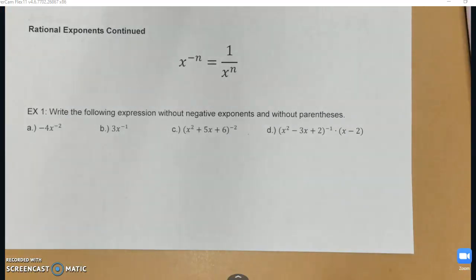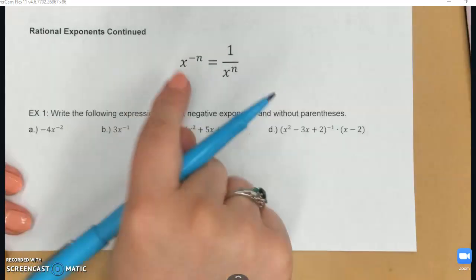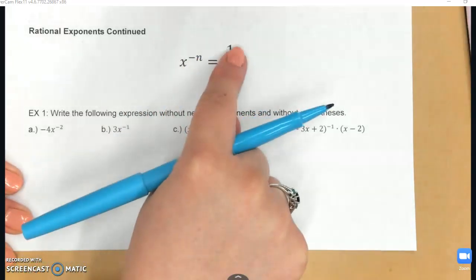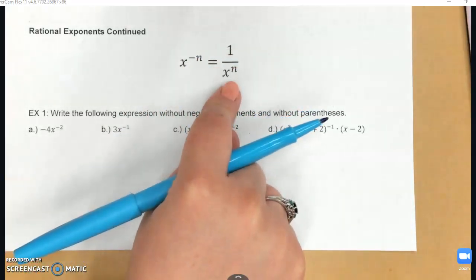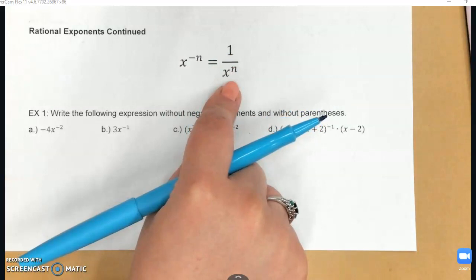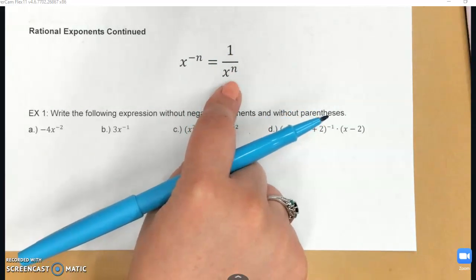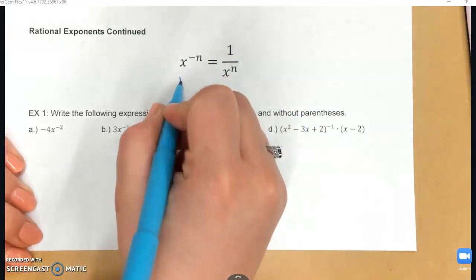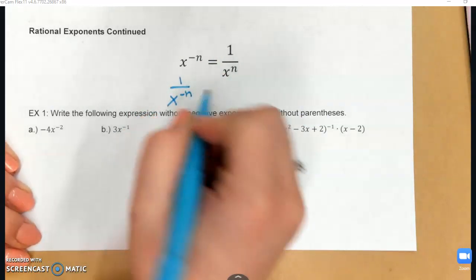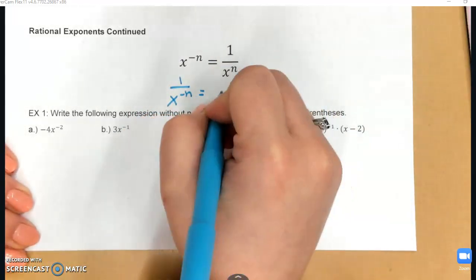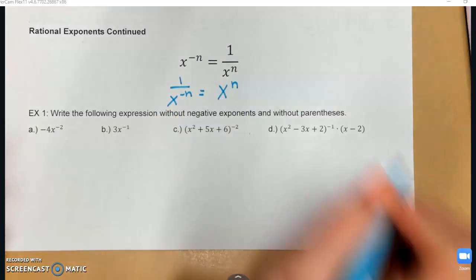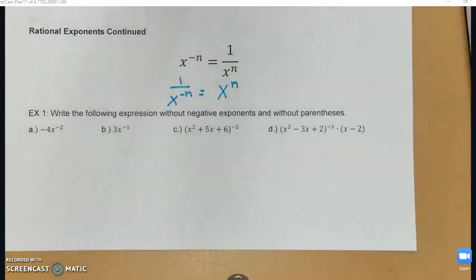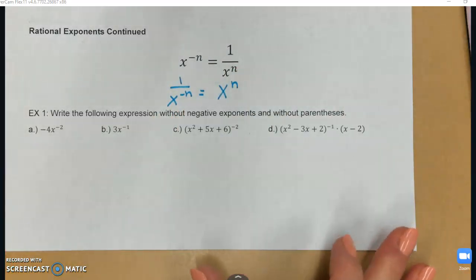So when I have a negative exponent, all that means is my term that the power applies to is on the wrong side of the fraction. If I have x to the negative n, that means it belongs in my denominator. And when I move it to the denominator, that exponent becomes positive. Now, if I had x to the negative n in the denominator, I could bring it to my numerator and it would become positive. So all this means is that my exponent is on the wrong side of its fraction.